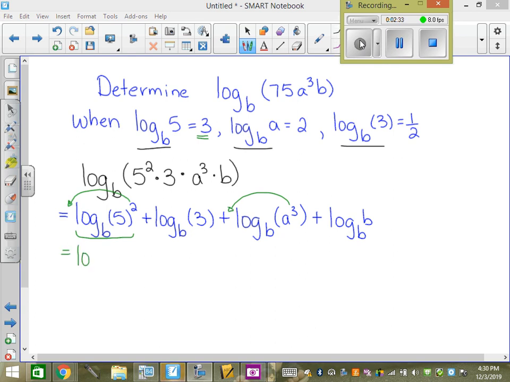So we're going to get 2 times log base b of 5, plus log base b of 3. Don't move anything because that's good. Plus 3 log base b of a, plus log base b of b.